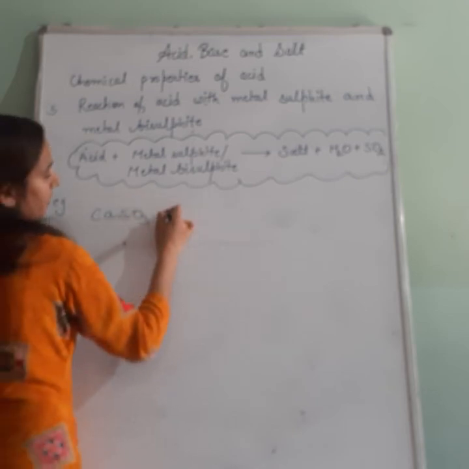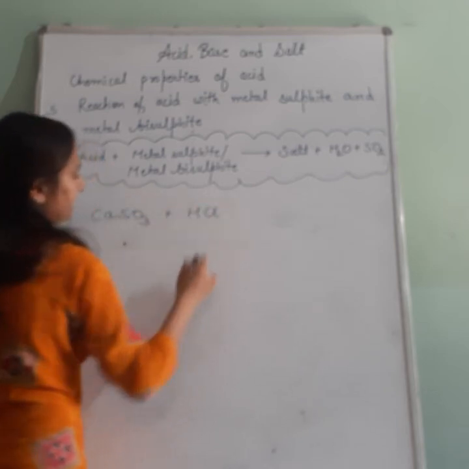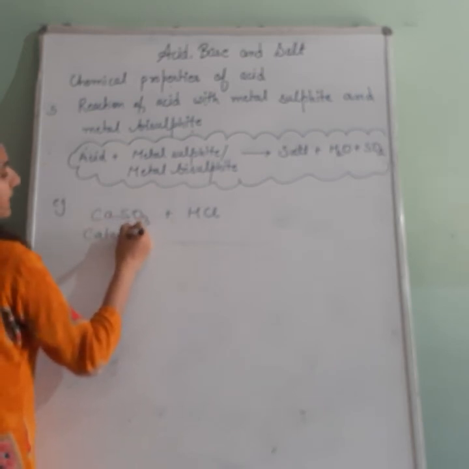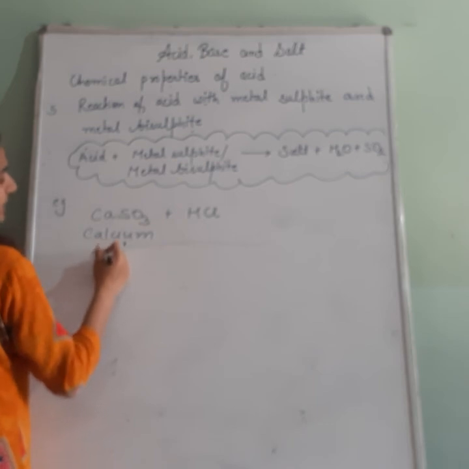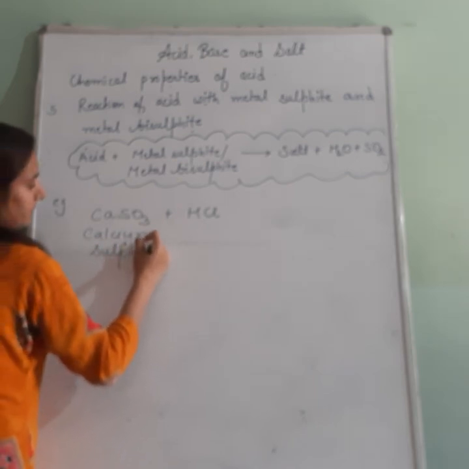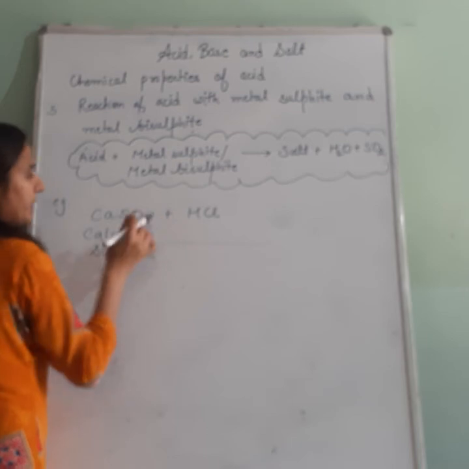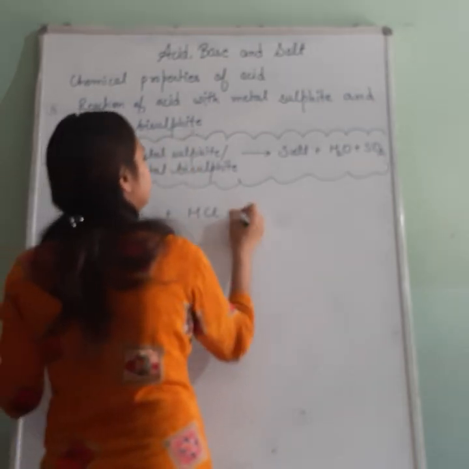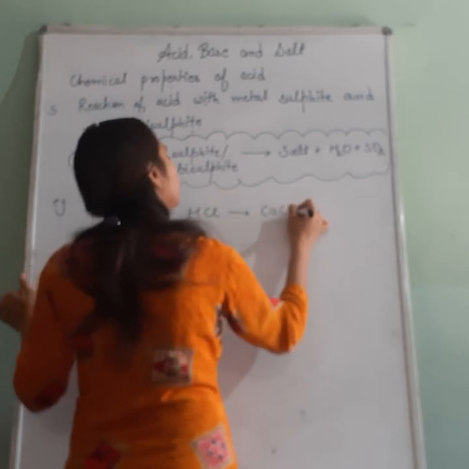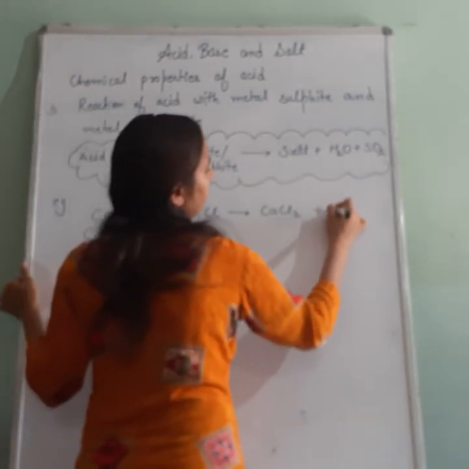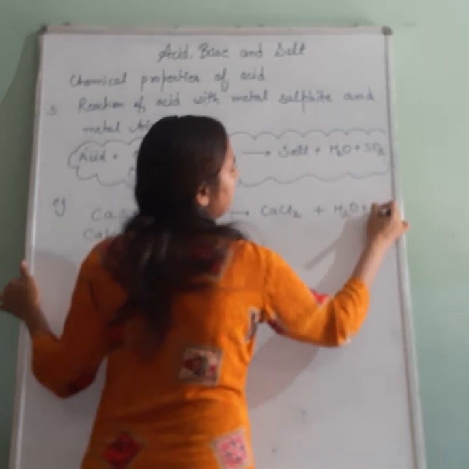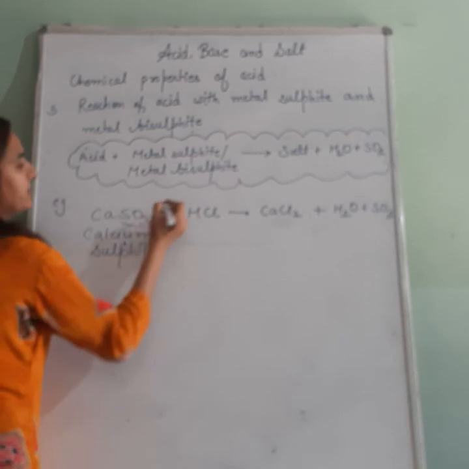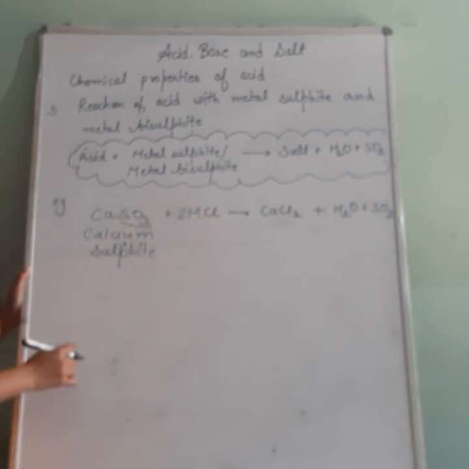For example, let us consider a metal sulfite. CaSO3 when it reacts with HCl, calcium sulfite. This compound is calcium sulfite. This particular group represents sulfite. When calcium sulfite reacts with HCl, it converts into calcium chloride plus water plus SO2. Calcium chloride is the example of salt. Balance this reaction, write 2 there.